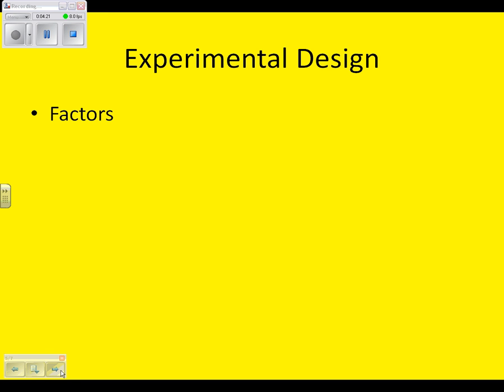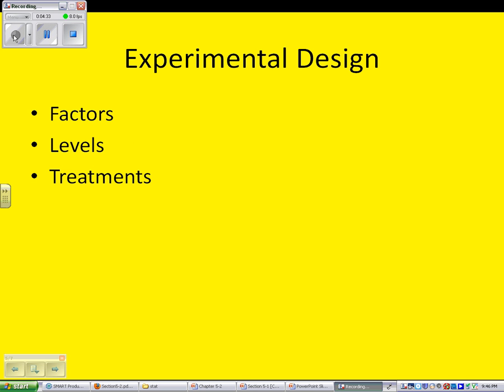Experimental design covers these 3 ideas as well: factors, levels, and treatments. Factors are the explanatory variables that the experiment covers. The levels are the different values that the factors can take. And the treatments are the individual different things that need to be imposed to the experimental units. Perhaps a couple of examples are in order.